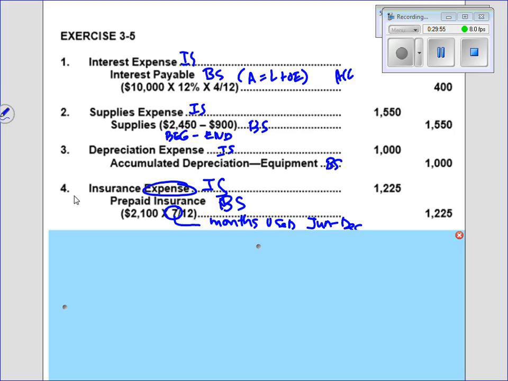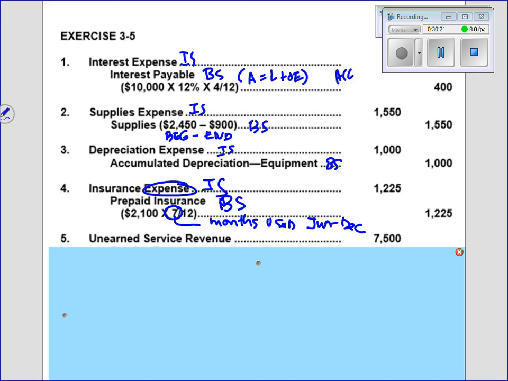Number 5. On December 1st, Virakova collected $30,000 for consulting services to be performed from December through March. Accrual or deferral if cash is on the table? It's a deferral-based account. Unearned service revenue is our debit because we have not done our work. Service revenue is our credit.